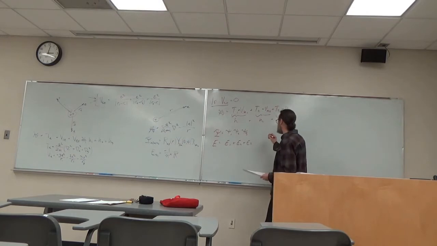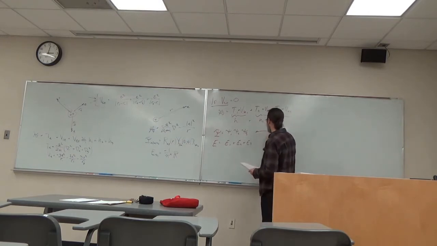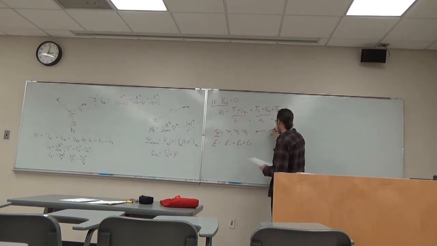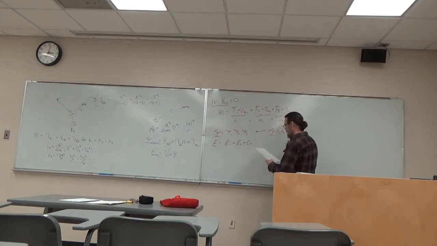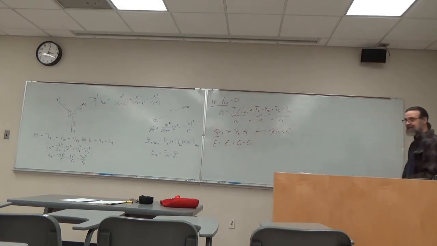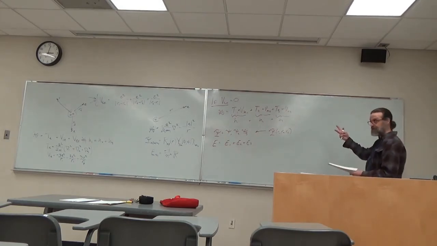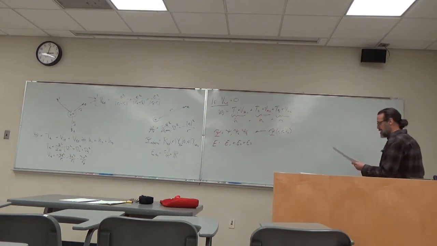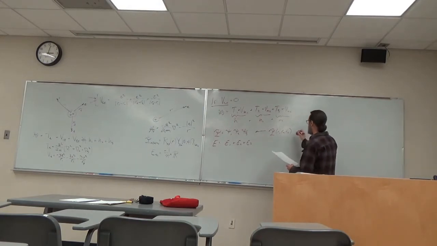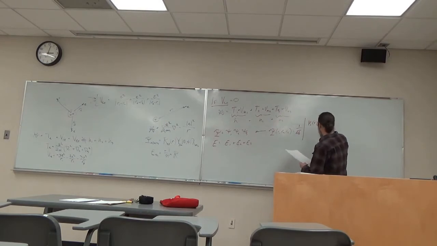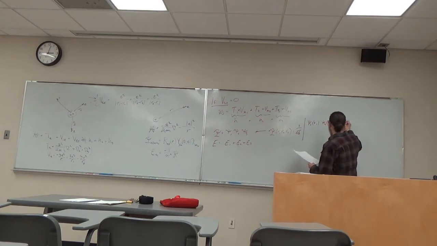And what's more, our final wave function, which depends on R1, R2, and R3, would have to be properly anti-symmetrized, because now we have three electrons, which means that we have to use a Slater determinant to get 1 over square root of 6 psi1 R1 psi2 R2 psi3 R3.